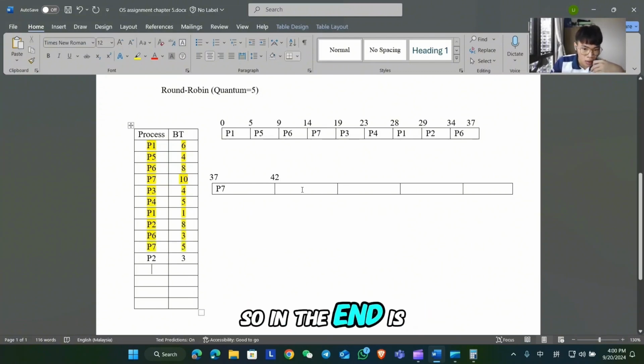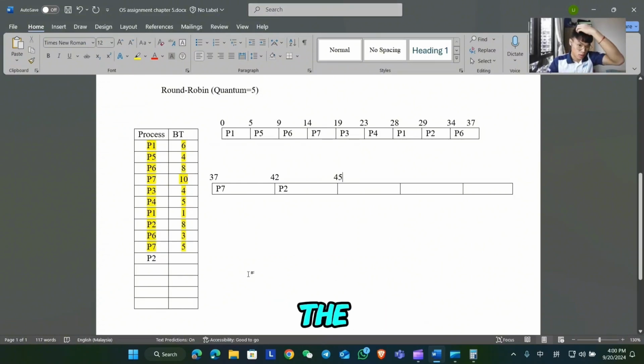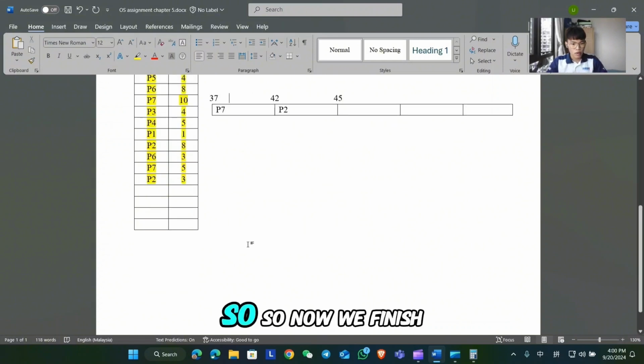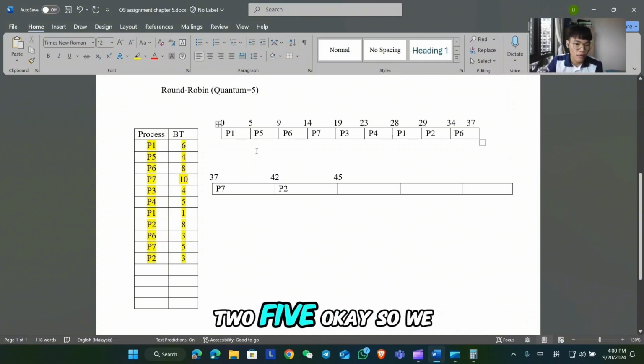So in the end is process 2, 42 plus 3, so 42 becomes 45. So we have finished already. Now we have finished the whole Gantt chart for round robin with quantum 5.